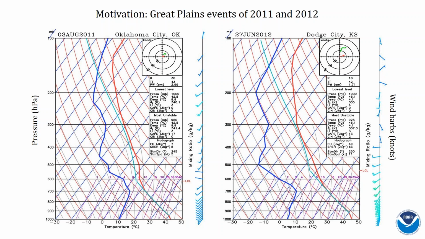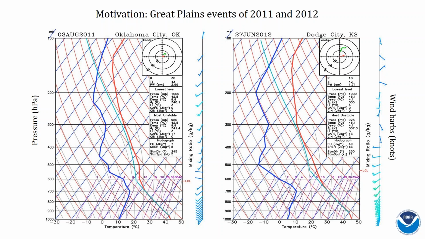This is just to show you how extreme these events were as well, 2011 over Oklahoma and 2012 over Kansas. This is a temperature profile, what's called a skew-T log-P diagram. It's just a thermodynamics diagram of the atmosphere. What is shown in the vertical is the pressure level on a logarithmic scale, and in the horizontal, skewed towards the upper right, is temperature. The red line here is your temperature reading as a function of height, and the blue is your dew point reading, so basically the moisture variable.